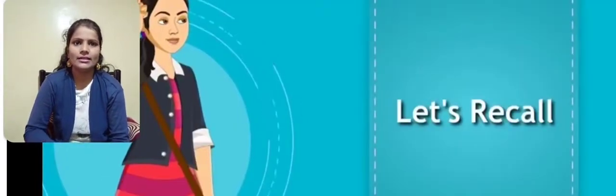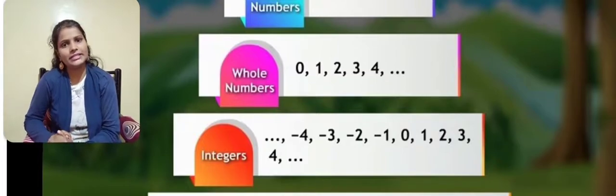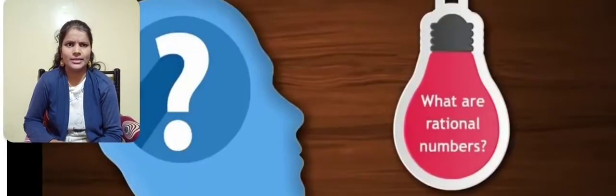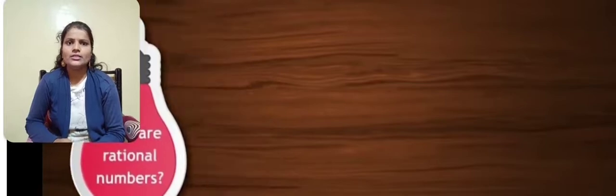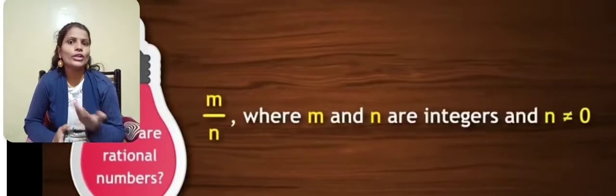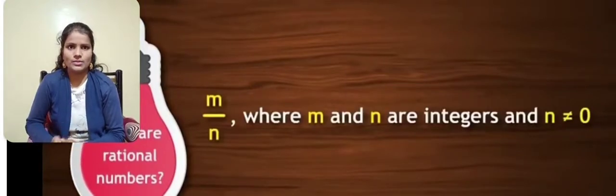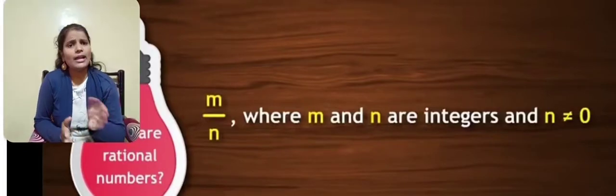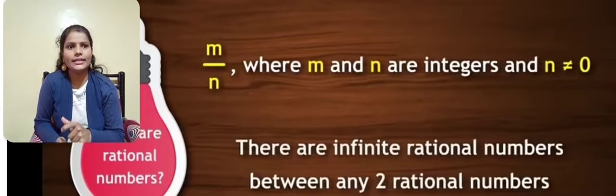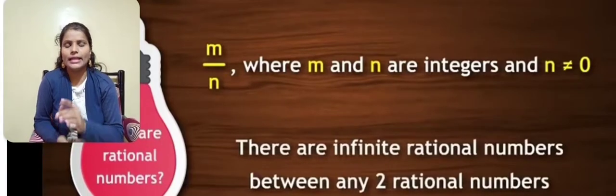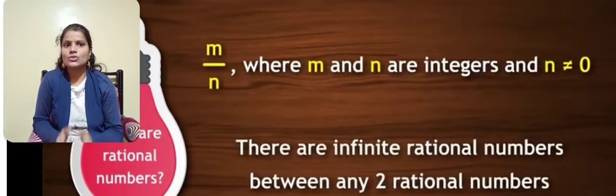Basically, last year we studied natural numbers, whole numbers, integers and rational numbers, etc. So you know that. Recall what a rational number is: m upon n, where m and n are integers and n is not equal to 0. So there are infinite rational numbers.